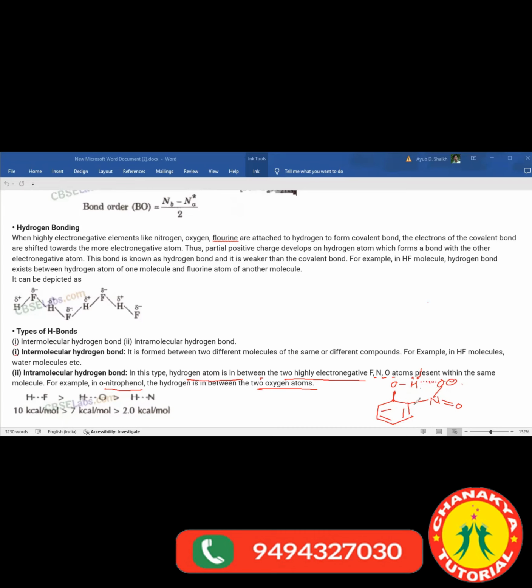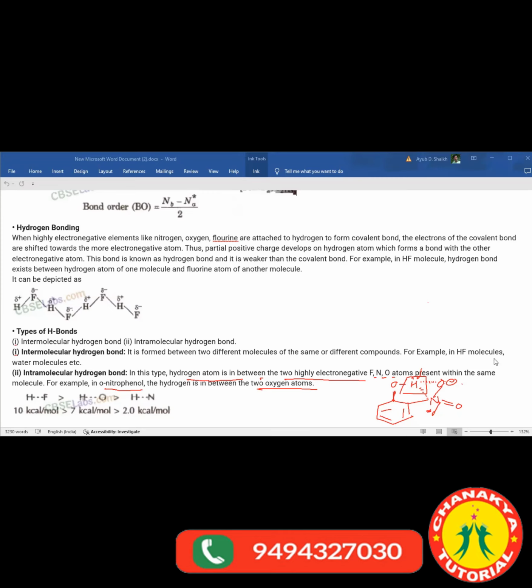Either you can take this oxygen or you can consider nitrogen. Instead of oxygen, you can connect it with the nitrogen as well, because nitrogen is also electronegative and oxygen is also electronegative. So it will form hydrogen bonding, and because of that, it is very difficult to lose this hydrogen atom. It requires a lot of energy, right? So it happens within the molecule itself. There won't be two or more different molecules. There would be only one molecule, and within that molecule itself, hydrogen bonding takes place.